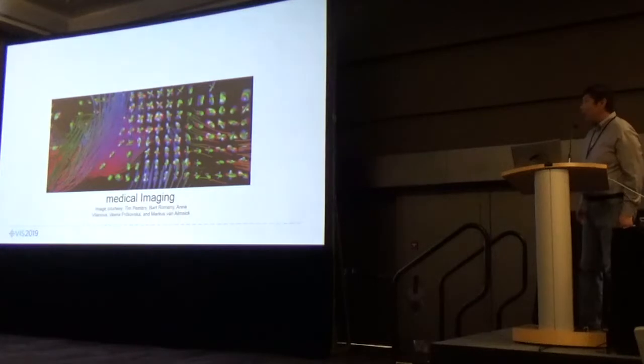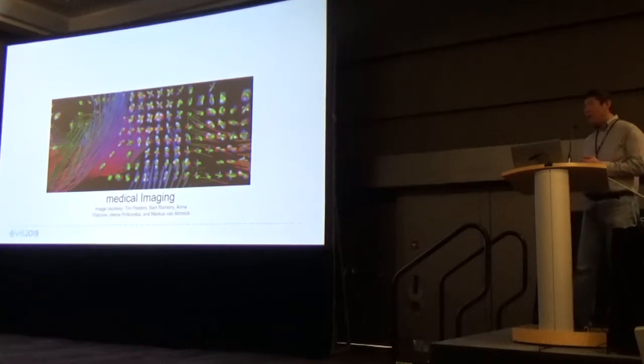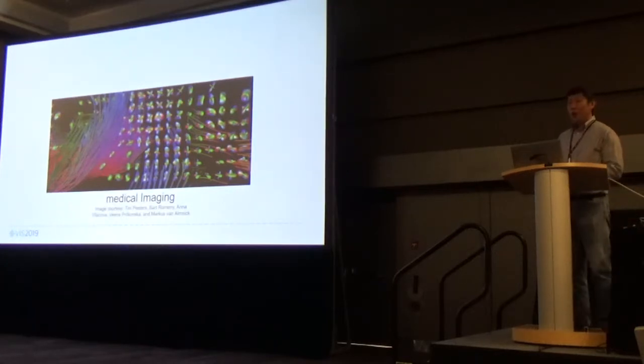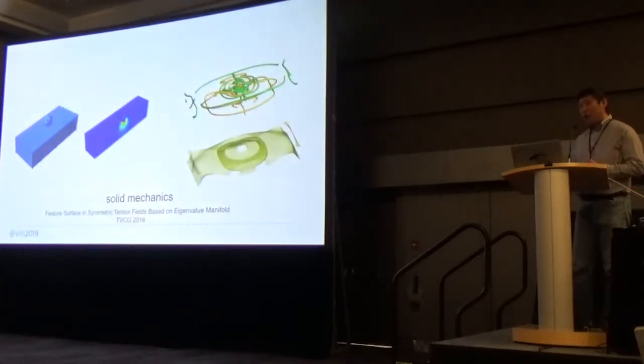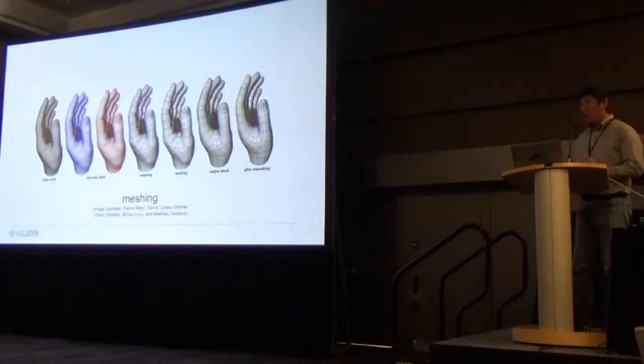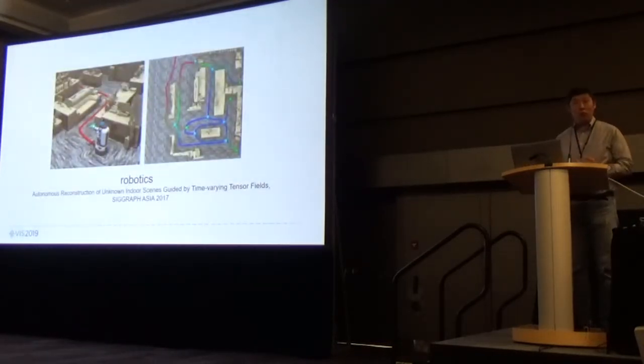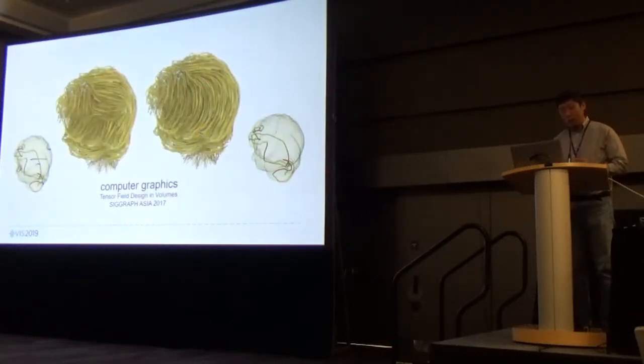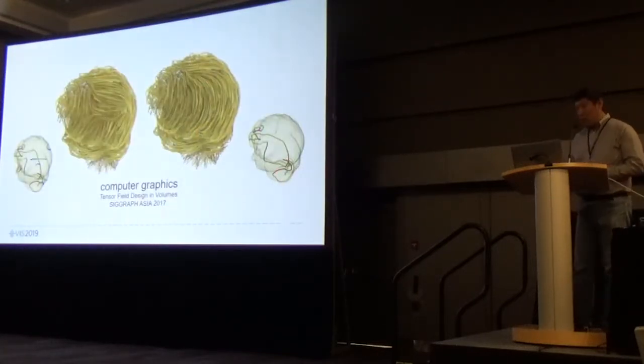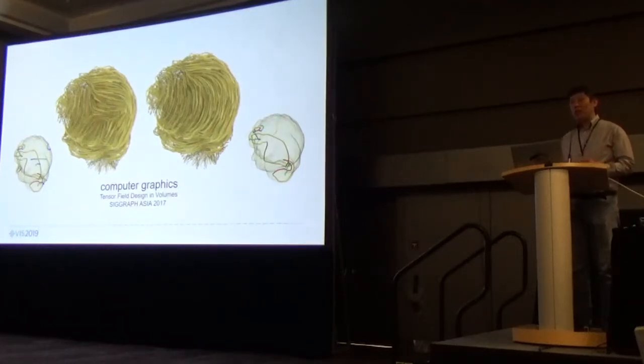So we have talked about tensor fields a lot, but usually when we talk about tensors, we meant symmetric tensors, which is for a good reason, because you do have a lot of applications. You have medical imaging, you have solid mechanics, geometry processing, like meshing, people even found applications in robotics, as well as computer graphics. So with all these applications in symmetric tensor fields, it's no surprise that somehow asymmetric tensors have received less attention from the visualization community.